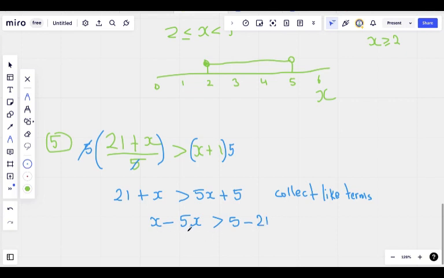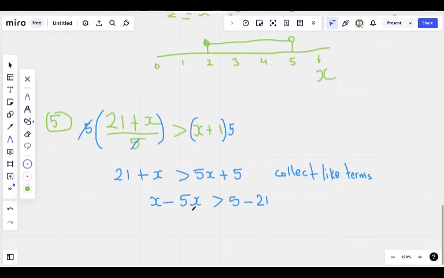So this one we have x minus 5x. It is like you have 1 ringgit, and then you are owing someone 5 ringgit. When you give to the person, you still owe 4. So x minus 5x becomes negative 4x. Negative 4x is greater than 5 minus 21, which is negative 16, right? Negative 16.